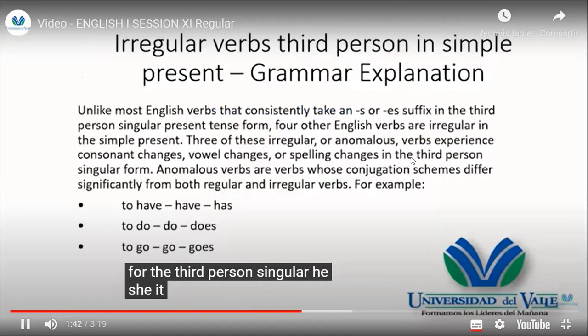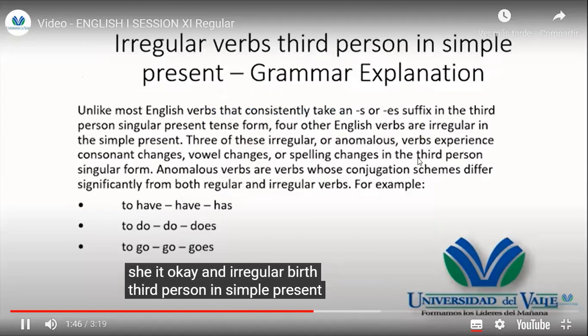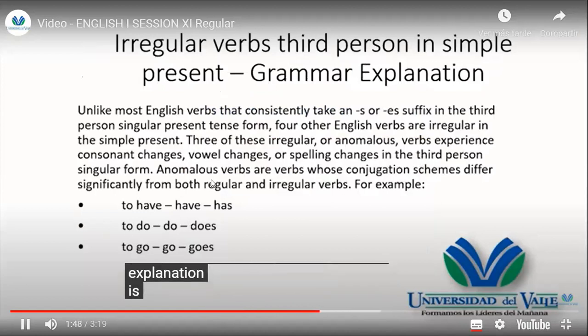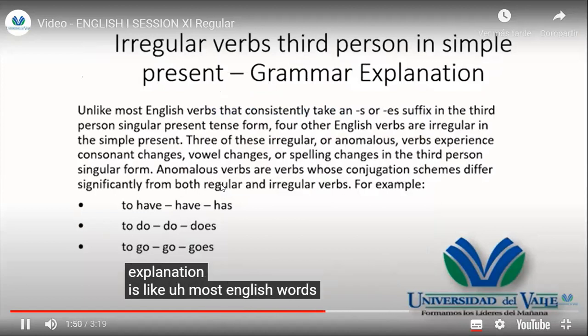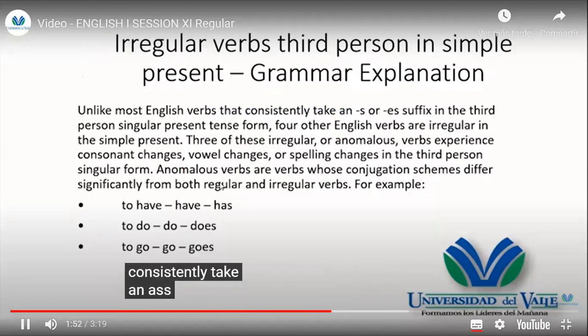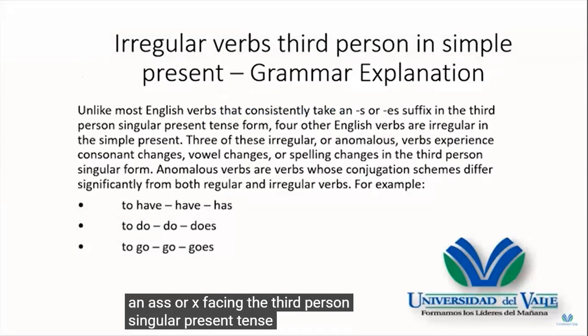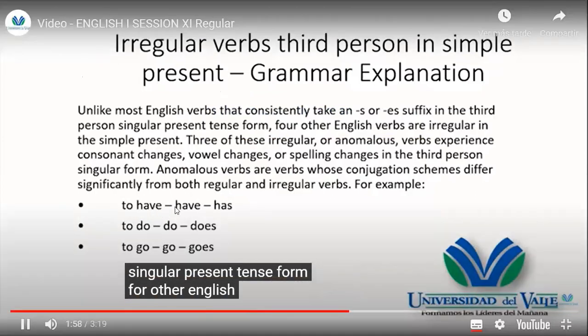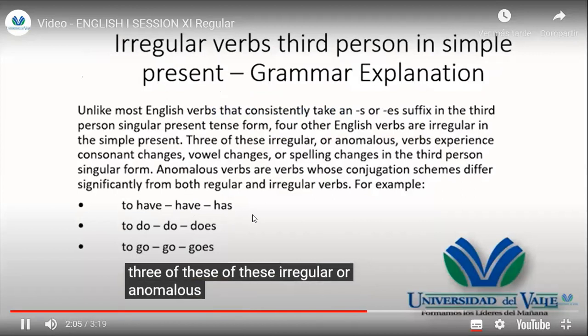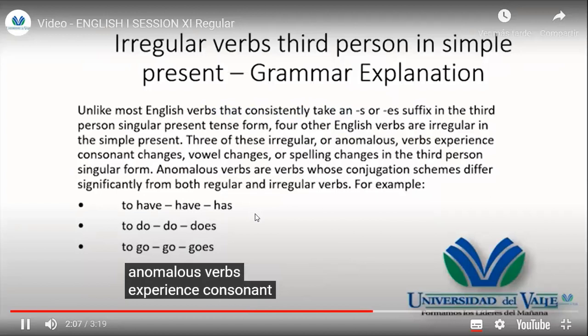Go, goes, watch, watches. Also, we have irregular verbs with third person and simple present. And here they change, right? From their base form, verb, to the third person. In this case, we have to have, has, to do, does, to go, goes. That's the reason why they are irregular verbs, okay?